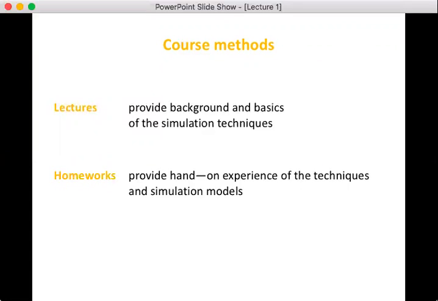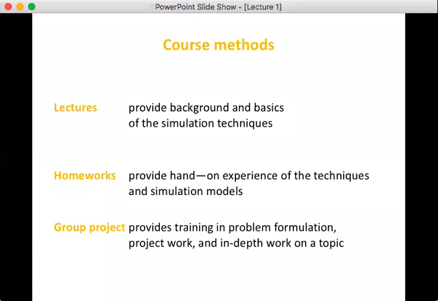Then there are homeworks. The idea of the homeworks is to provide you with hands-on experience with the simulation techniques and models. All the homeworks are already online, so you can have a look at them, and we'll see them in detail in a moment. And finally, there is a group project, which provides training in formulating a problem, working on this problem using simulations in a group, and finally presenting the results and the analysis of the results.